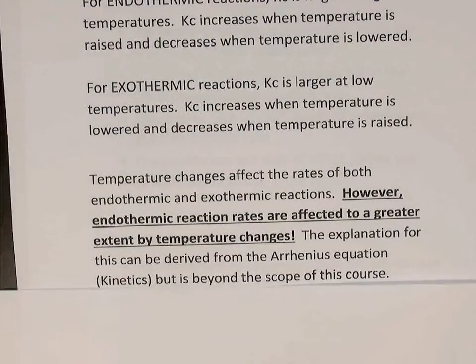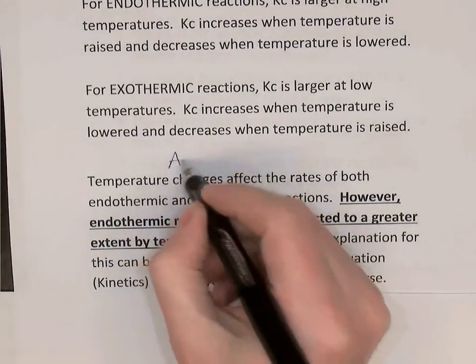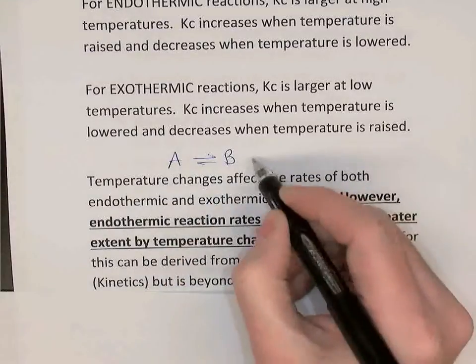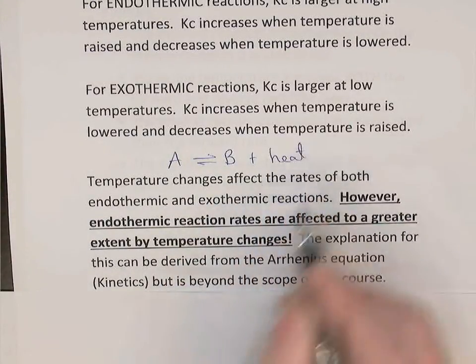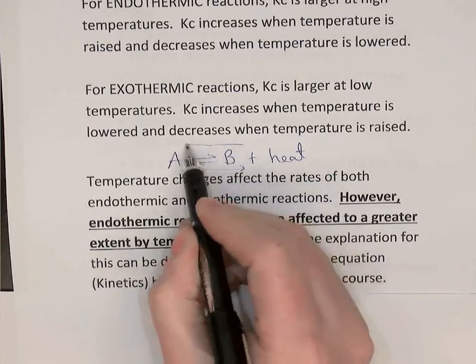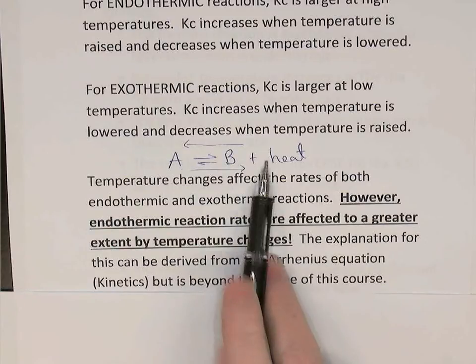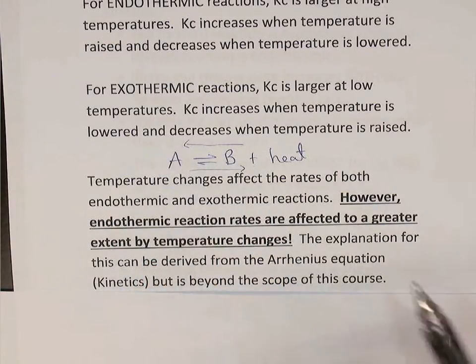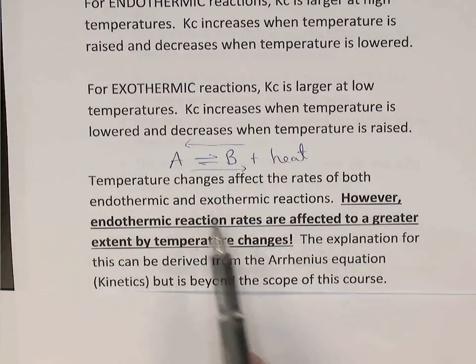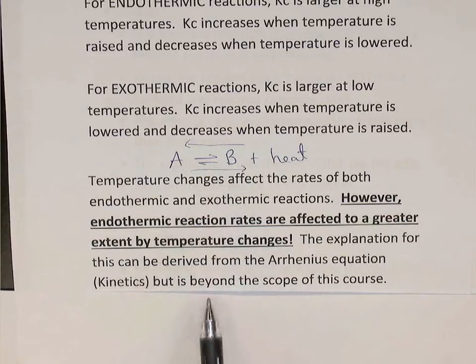From a kinetics perspective, we can note that temperature changes will affect the rates of both endothermic and exothermic processes. So if you have a reaction, A becomes B, and we think of it as exothermic, what we're saying there is that the forward reaction is exothermic, but notice the reverse reaction would be endothermic. So in any equilibrium, one direction is exothermic while the opposite direction is endothermic. They're the opposites.